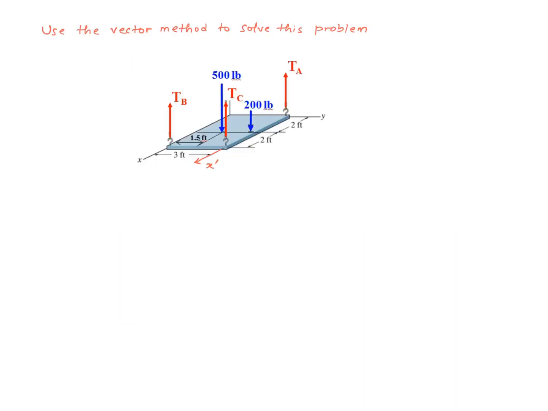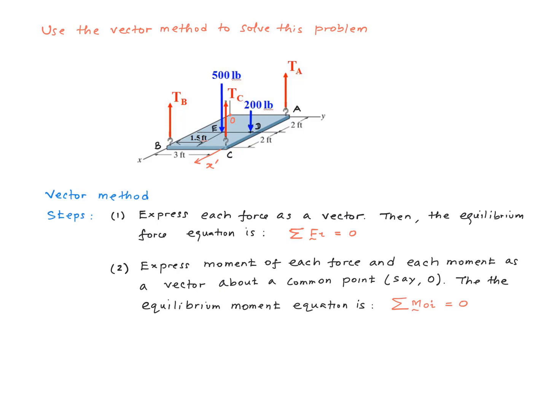So I want to solve this problem using the vector method. Let's go ahead and list the steps here. What we do is take each of the forces acting on this plate and express each of them as a three-dimensional Cartesian vector. The equilibrium force equation then is: the sum of the force vectors equals 0.